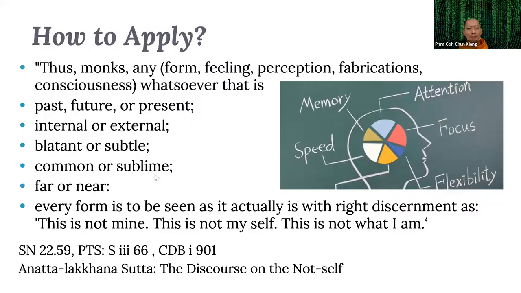So common or sublime. Common are our common kinds of emotions. Sublime are the more sublime kinds of emotions: loving kindness, compassion, appreciative joy, equanimity, different states of concentration, different stages of insight and stuff like that. So these are sublime states of mind. Then, far or near.